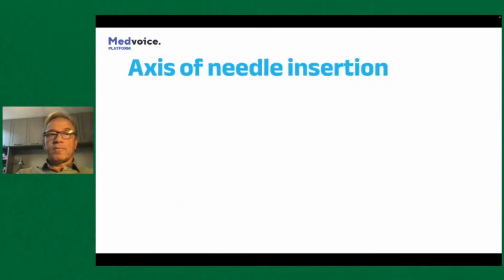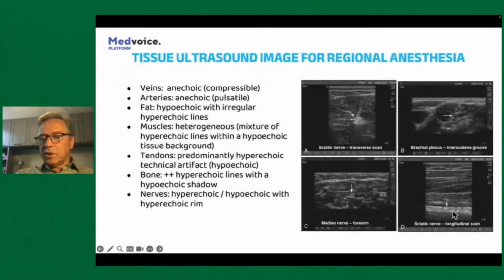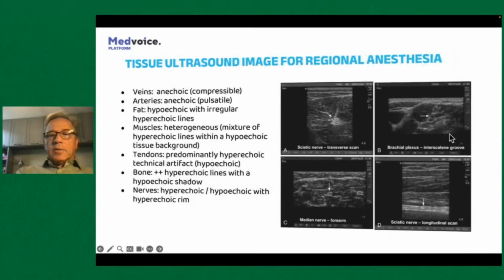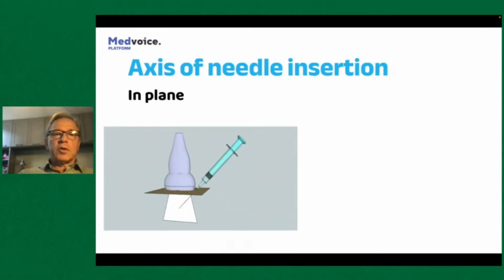Let's have a look. So here, this is a longitudinal nerve, and this is the median nerve, which looks white. In the brachial plexus, the nerves are actually black with rims around them. That's what the nerves look like. That's why you should always press a little bit with your probe and see if it's compressible. If it's compressible, it's a vessel. So how can we insert the needle? It could be in plane with the probe, or it could be out of plane.